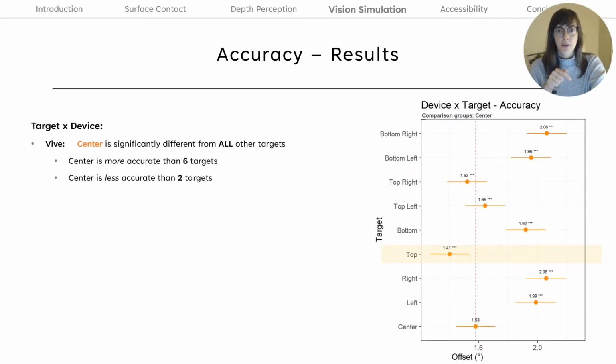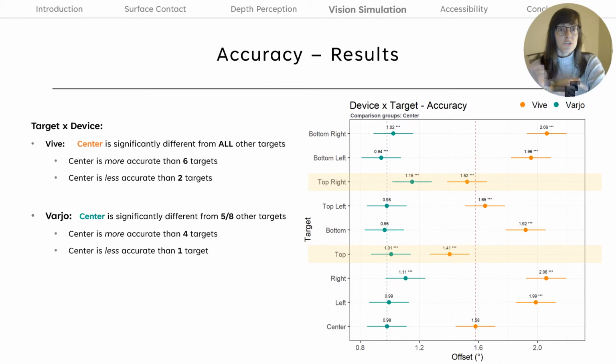Check out this forest plot with the estimates for each target here on the right below me. For the Vive, accuracy was significantly different between the center target and all 8 other fixation targets. It was more accurate than 6 of them, and it was less accurate than 2 of them, both of which were near the top of the display. For the Vario, accuracy at the center target was significantly different from 5 of the other fixation targets. It was more accurate than 4 of them, and it was less accurate than 1 of them.